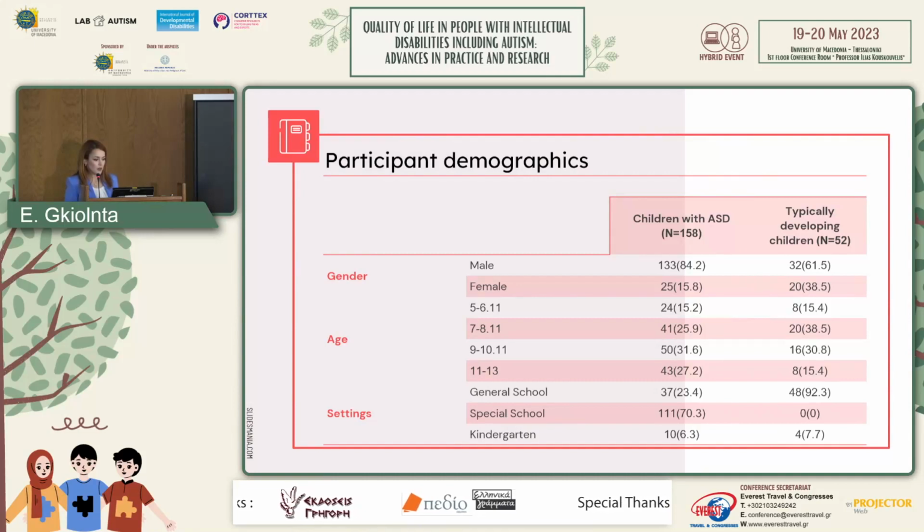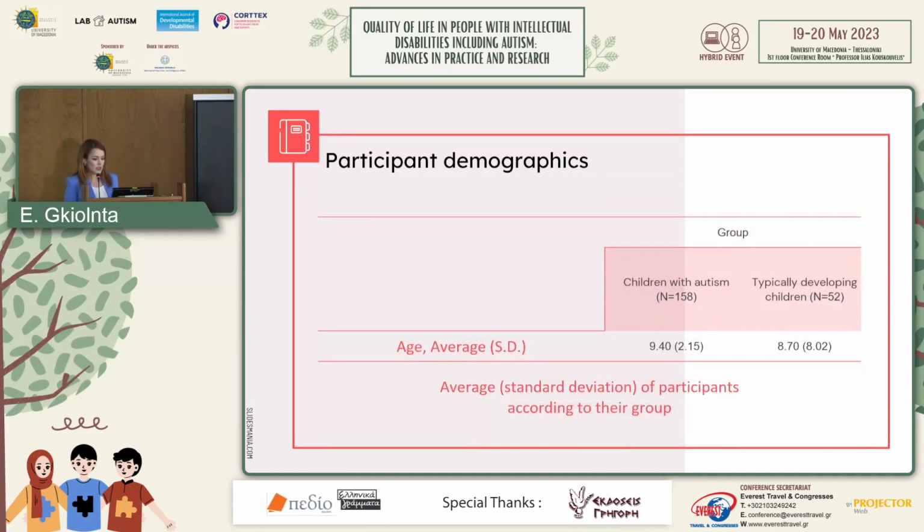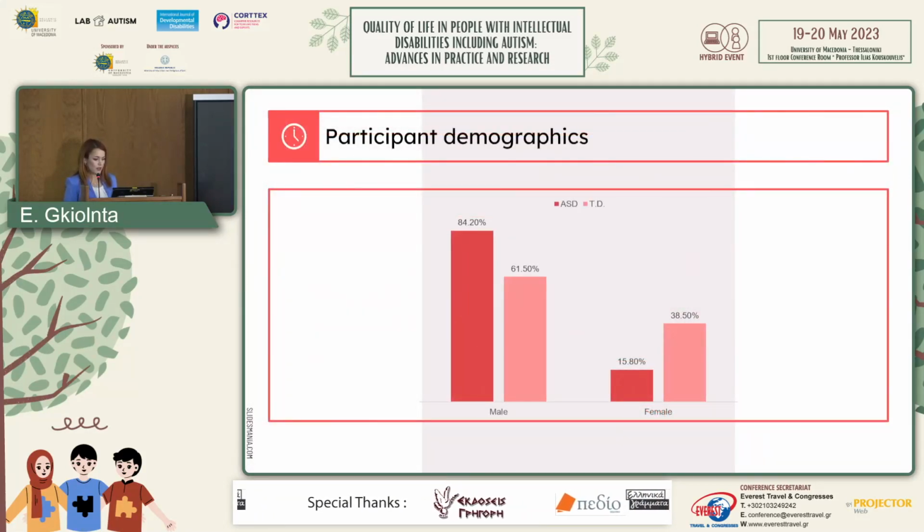Here are the participant demographics. You can see how many were males, how many were females, the age range, and the settings. Some were attending special schools, and some were attending kindergarten. And now you can see the age average for the intervention group, which was the children with autism, and for the typically developing children. Some other demographics as well, male and female participants. This comes as no surprise, as most of us know that males with ASD are more than females.